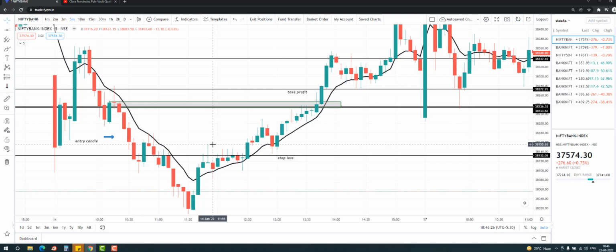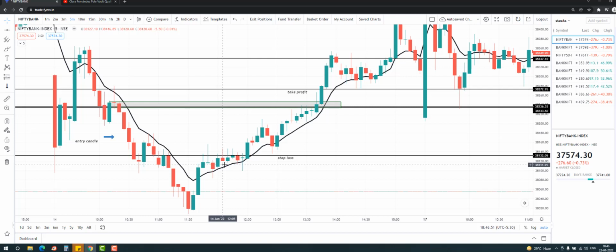The second point what you have to do is you put a 9-period moving average, and the 9-period moving average should be slanting upwards. That's the second condition for you. The second condition is you need to make sure that your 9-period moving average is slanting upwards, not flat. Point number 2. Point number 3.